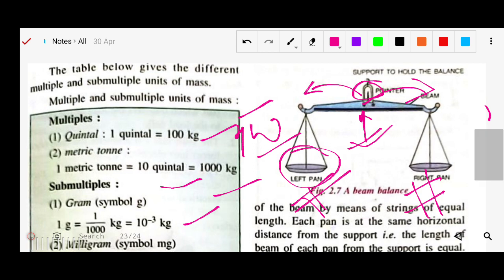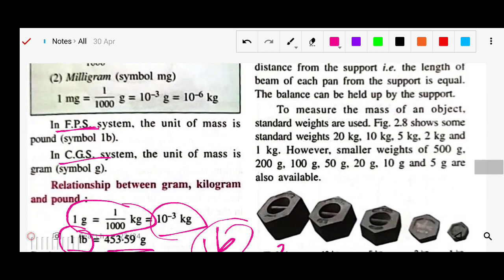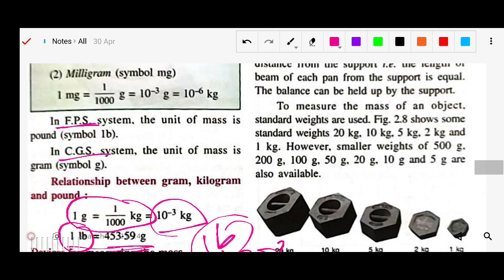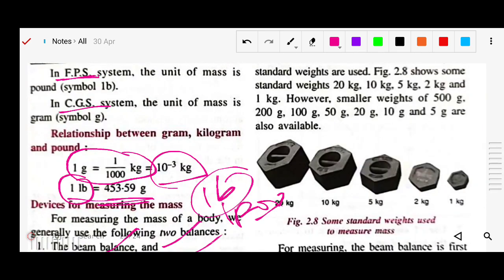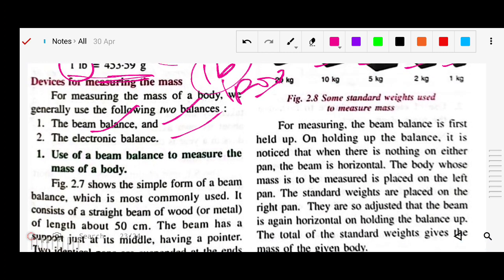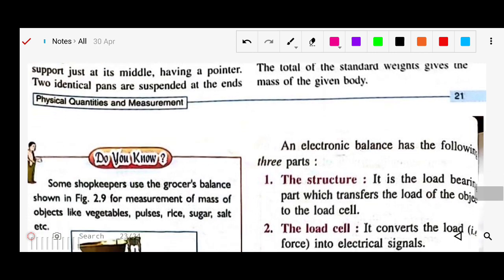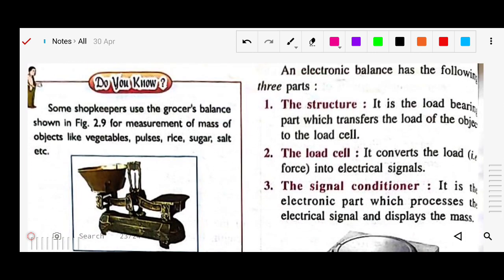So we are using this machine, which is called the beam balance. To measure, we have some standard weights, like 20 kg, 10 grams, 5 grams, 2 kg, 1 gram. These are the things that we use to measure our things. These are the reference ones, and for the beam balance we use these standard weights to measure the mass.